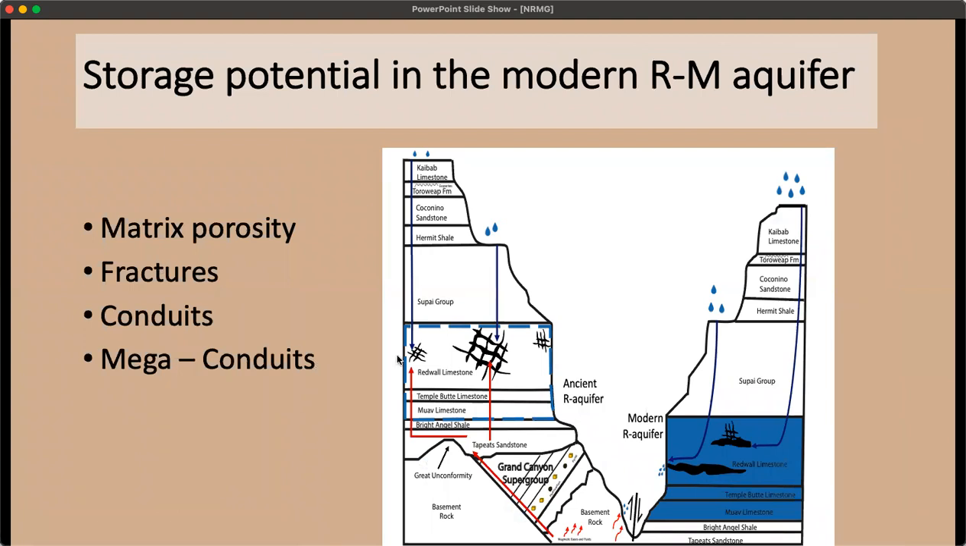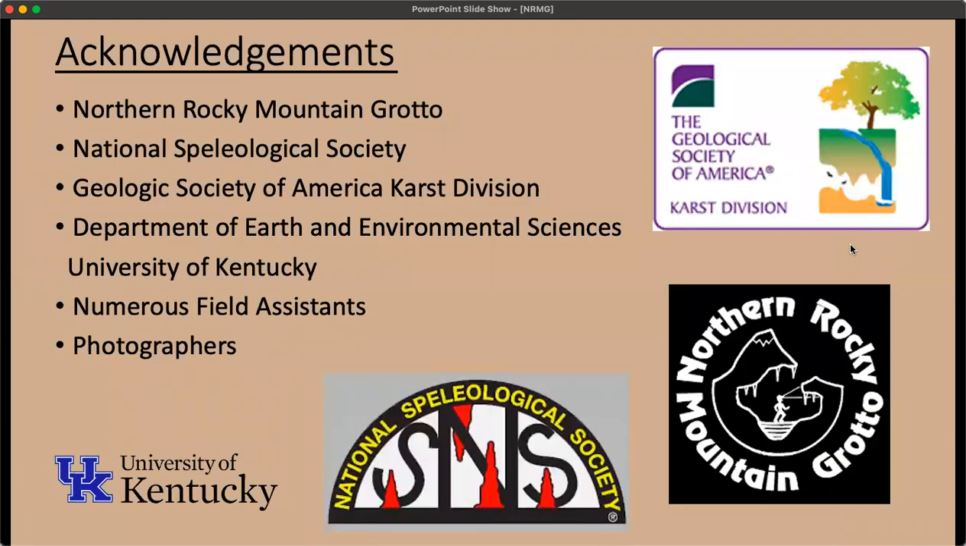And lastly, the third key piece of importance for my research is the storage potential of hypogenic versus epigenic components. We're used to thinking about storativity in terms of matrix porosity, fractures, and conduits. But if I am correct that there are many hypogene systems in Grand Canyon, then the concept that there are these mega conduits that may exist within the Redwall limestone without an entrance to the cliff face may contribute to some of the storage component in the modern RM aquifer, something we should take into account.